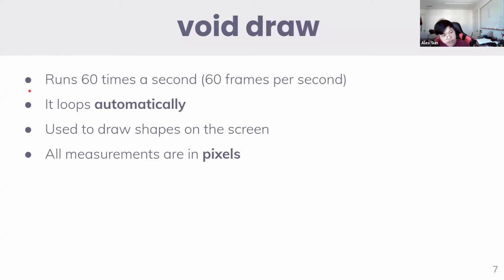Remember when we did loops, imagine that it is a for loop that automatically just spins. It automatically loops for you during your program. So usually you'll use it to draw shapes on your screen. And as usual, all measurements are in pixels.